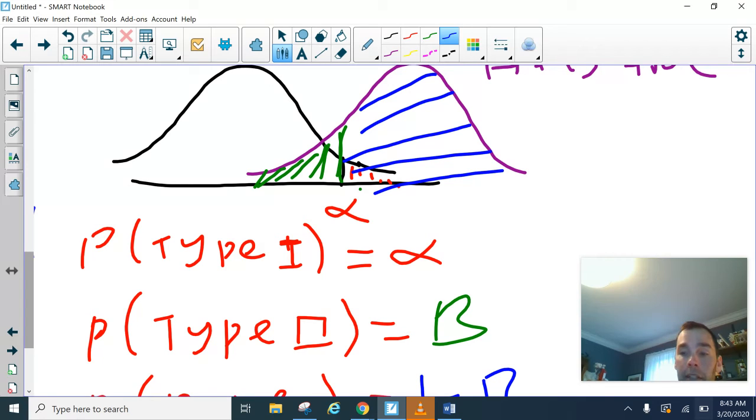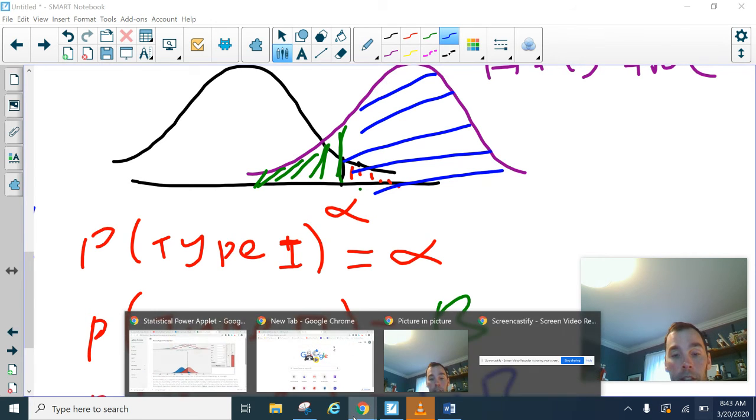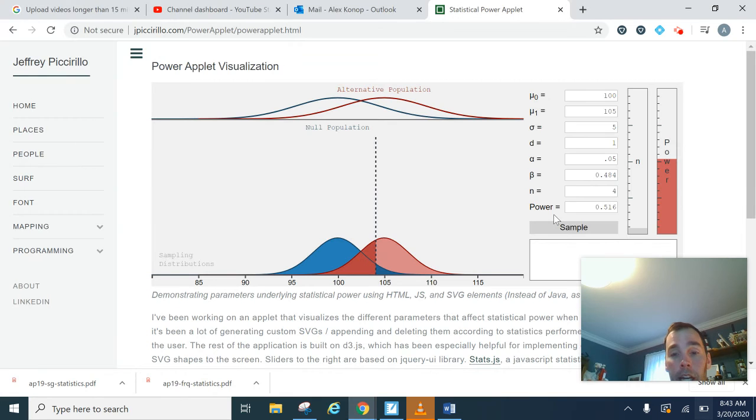Now, we're not going to do much with these. I just want to show you kind of what happens. I have an internet thing I'd like to show you now. But again, the red region is type 1 error, alpha. The green is type 2 error, beta. And the blue is the power. So let me show you this thing here I have. Here's kind of an applet that shows us what's happening a little bit better, maybe.